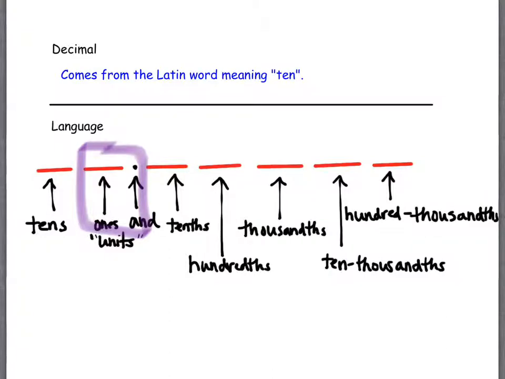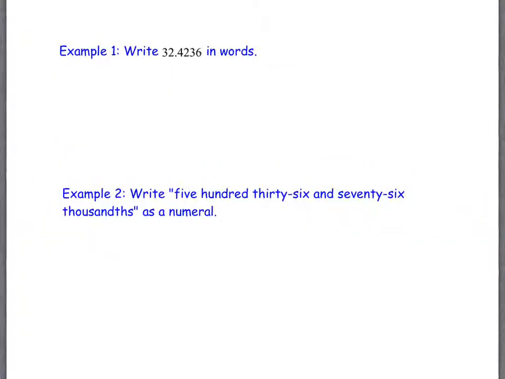All right, so what we're going to do with this is we're going to actually learn how to say words properly that we've been saying incorrectly for quite some time. Because I do it too. How do you say that number in real life, in normal everyday talking? What are you going to say when you see 32.4236? And sometimes people say dot, right? They'll use the word dot in the middle there instead.